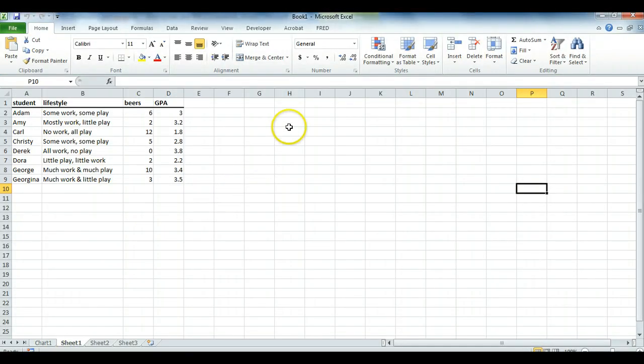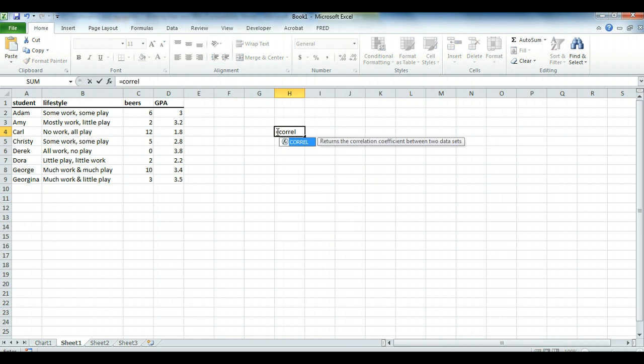Now, to get a correlation between beers and GPA, we can use the CORREL function in Excel. I can just type in anywhere here the equal sign, CORREL function, like that. And then in parentheses, note that it's asking for what it calls an array, which is just a set of numbers. It's basically asking you for both variables. It doesn't really matter the order you put them in. And you can just highlight them.